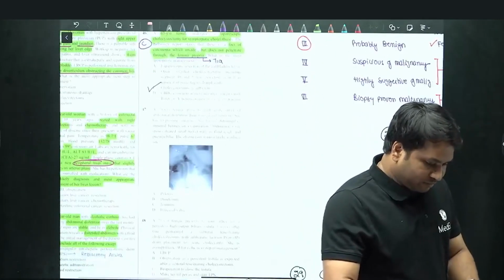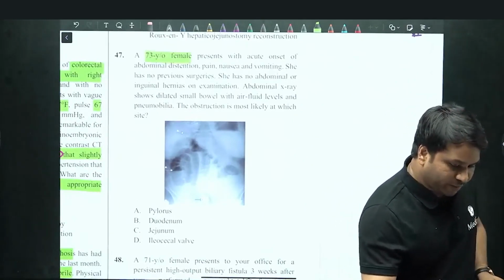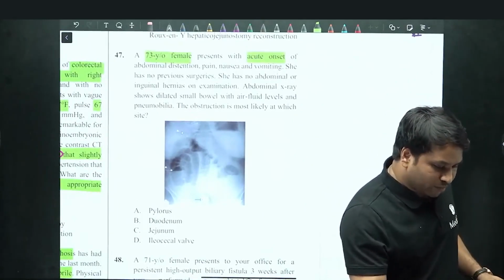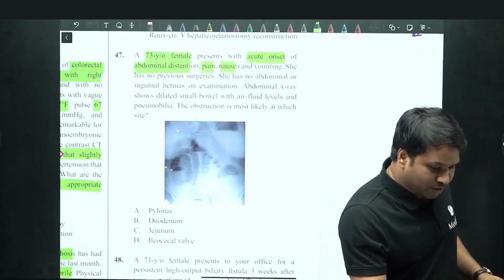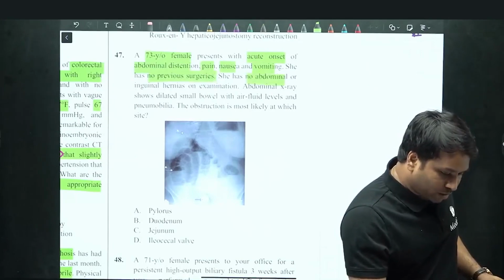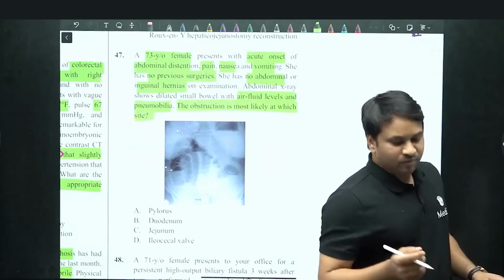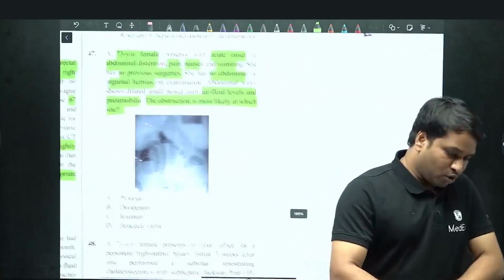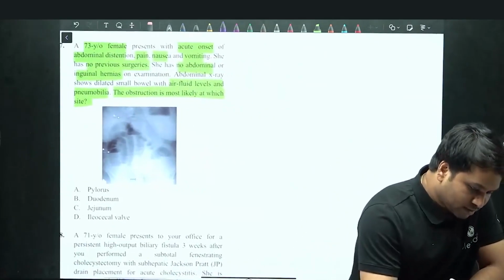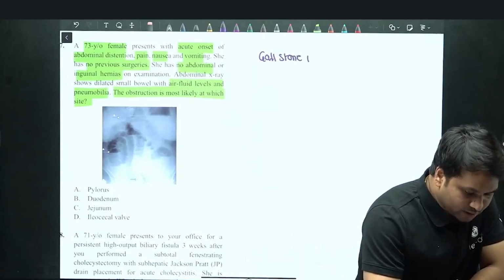Question number 47. I have a 73-year-old female with acute onset of abdominal distension, pain, nausea, and vomiting. She has no previous surgeries, no abdominal or inguinal hernias. X-ray is given, air fluid levels and pneumobilia are there. Obstruction is most likely at the site of. Now, this is a classical case of gallstone ileus.